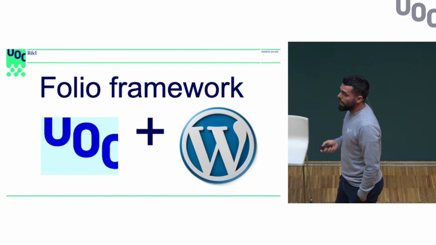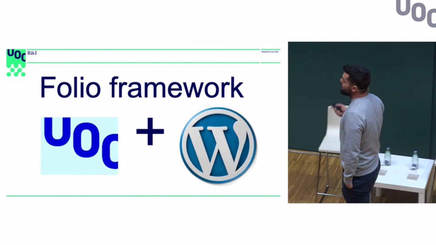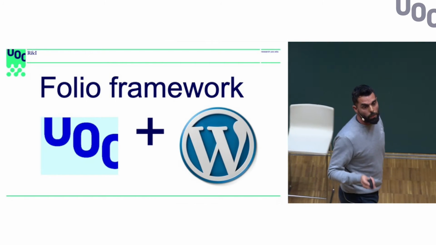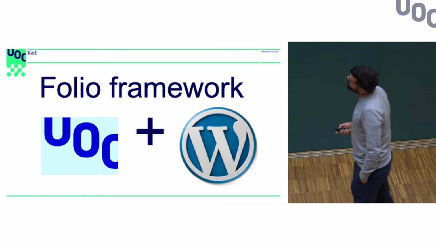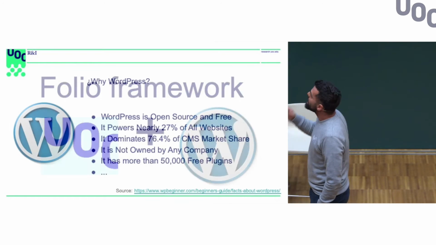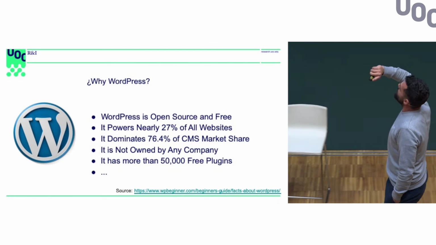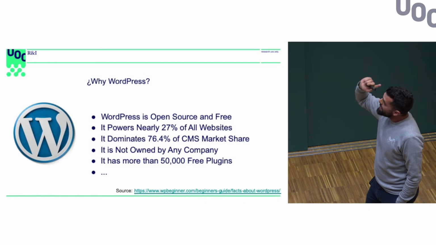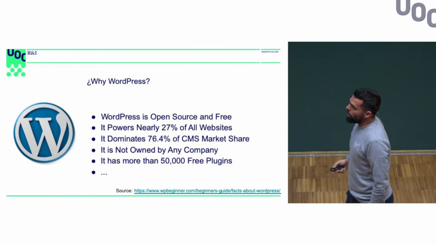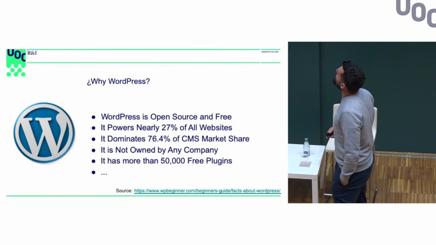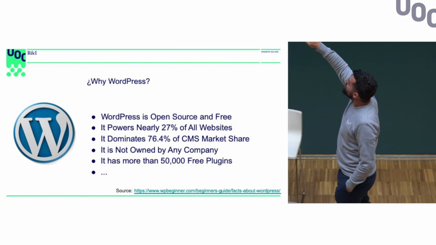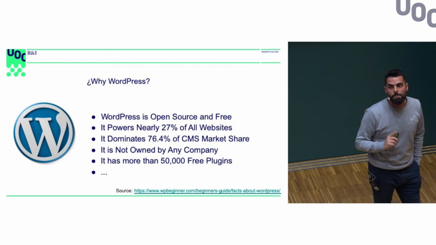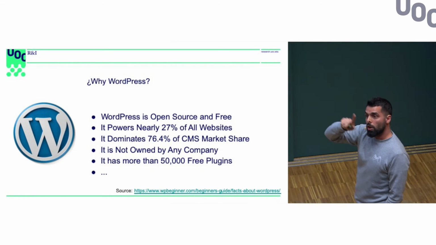We started to do a prototype with this Folio framework that uses our university system plus WordPress. Well, it doesn't look really amazing. It's not really amazing, but it's starting to work, which is really amazing. So why WordPress? Very briefly, it's open source. Most of the websites that you're visiting, like 27% of them, are run by WordPress, but 76% of the content management systems are WordPress. And an amazing thing, it's not owned by any company. There's no such a boss there. It's all community-based. And that, for me, is very interesting and very important to be coherent with the model.